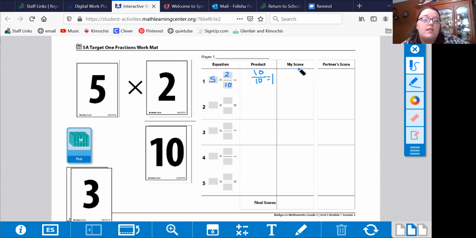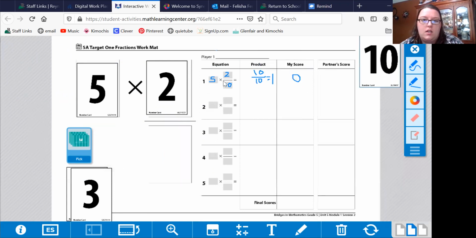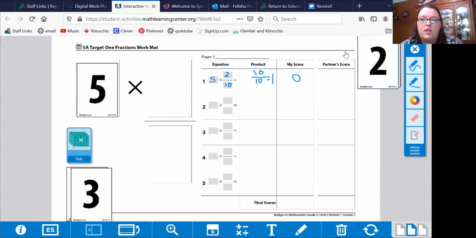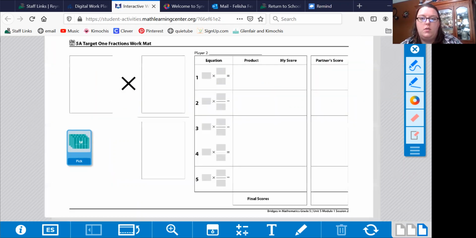So my score is the difference, subtraction problem, between 1 and the product that I got. So for example, with this one, I got 1, my goal was 1, so my score is 0. I want the lowest score possible in this game. So then these 3 go to a discard pile. I'll make that over here out of the way. And then player 2's turn.